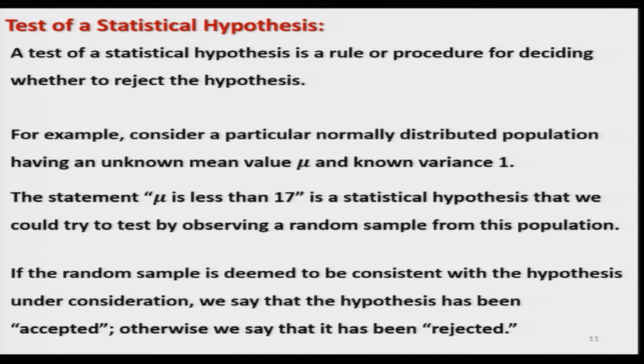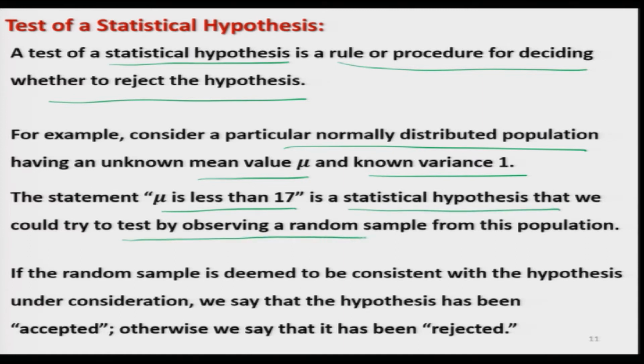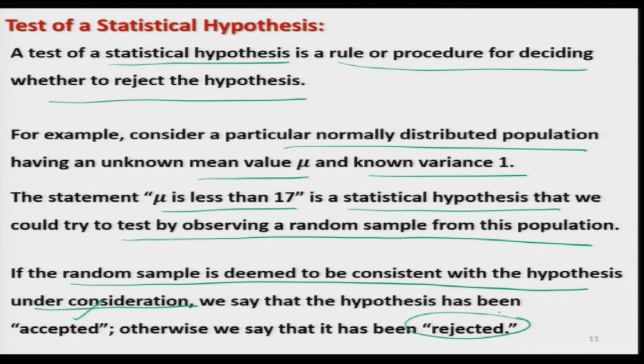Now the question comes here, what is the test of a hypothesis? And whenever I am using the word hypothesis now, this is actually a statistical hypothesis. So a test of a statistical hypothesis is a rule or a procedure for deciding whether to reject the hypothesis or whether to accept the hypothesis, right. For example, if you consider a normal population whose mean is mu and variance is known to be 1. So now in case I make a statement mu is less than 17, then this is a statistical hypothesis, and we would like to test this hypothesis by observing a random sample from this normal population with mean mu and variance 1, right. And if the random sample is deemed to be consistent with the hypothesis under consideration, then we say that the hypothesis has been accepted, and if not, then we say that the hypothesis has been rejected, right. So that is our terminology.